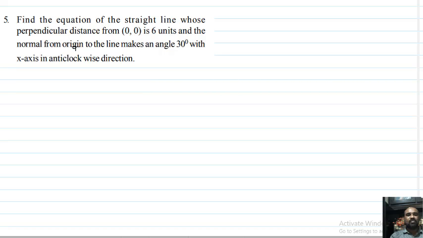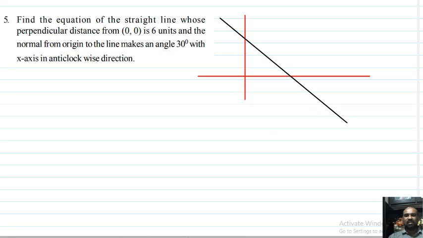and the normal from the origin to the line makes an angle of 30 degrees with the x-axis in the anti-clockwise direction. Indirectly, you want to use the normal form of the straight line. I will explain what it means. So this is the y-axis, this is the x-axis. For example, this is the required line.